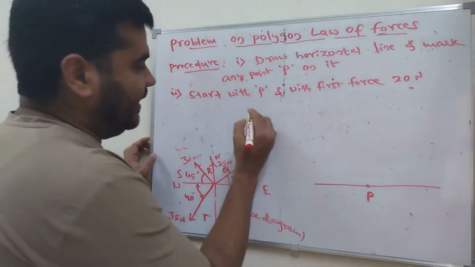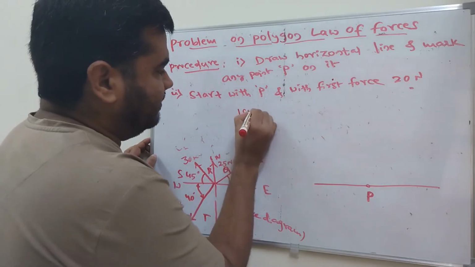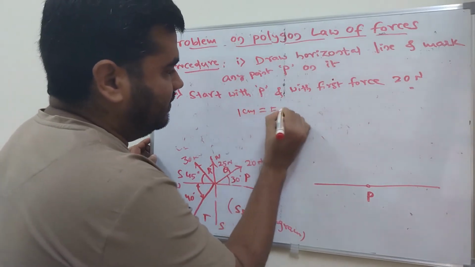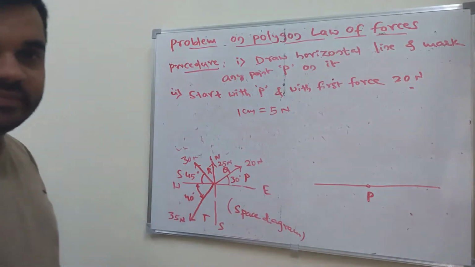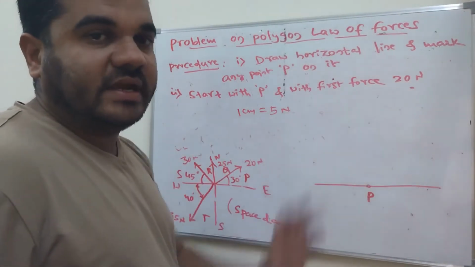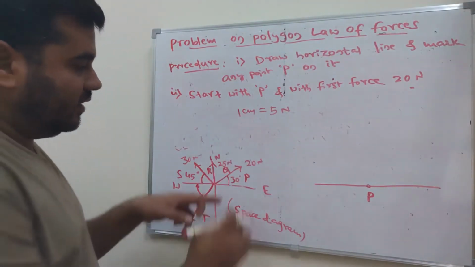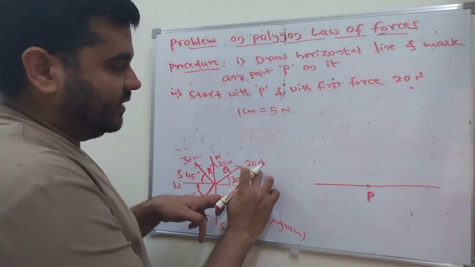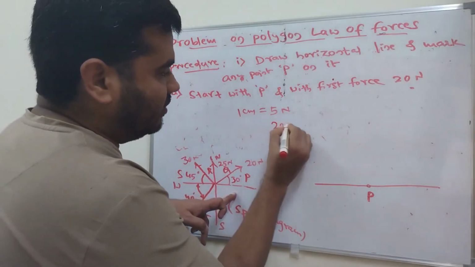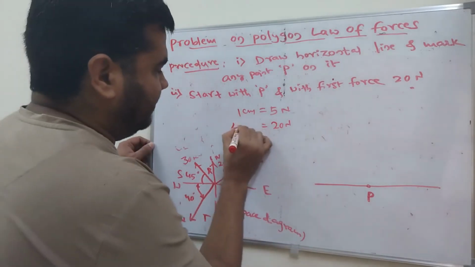Now I'll take, just for convenience, a scale of 1 centimeter equal to 5 Newton. According to your convenience you can take, for the clarity of the picture here. Now I took 1 centimeter equal to 5 Newton. Now for the first force, 20 Newton, how many centimeters do you need to take here? That is 4 centimeters, right?